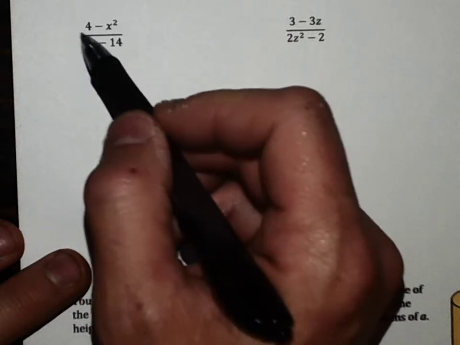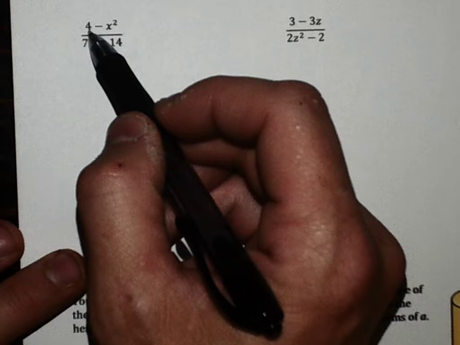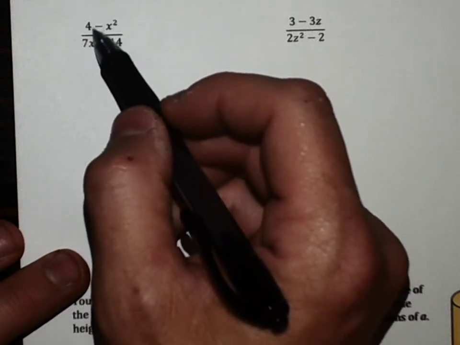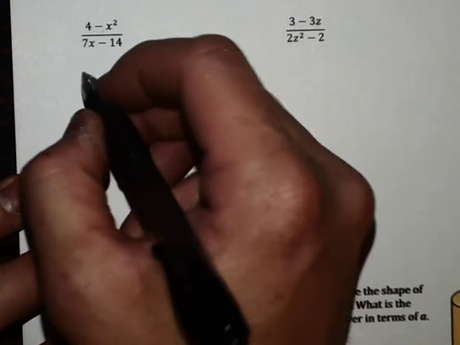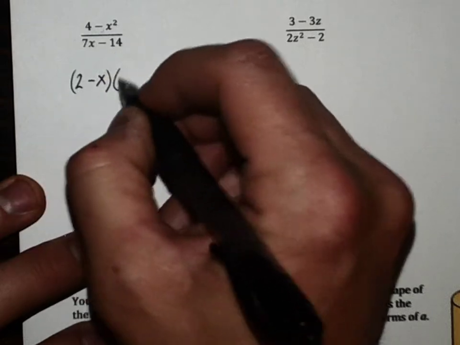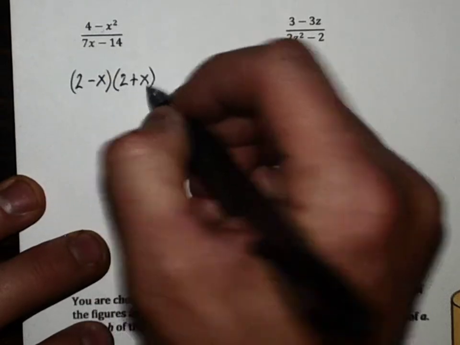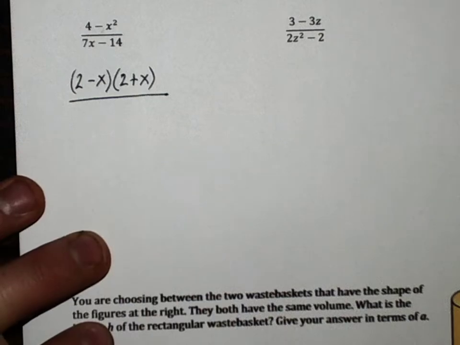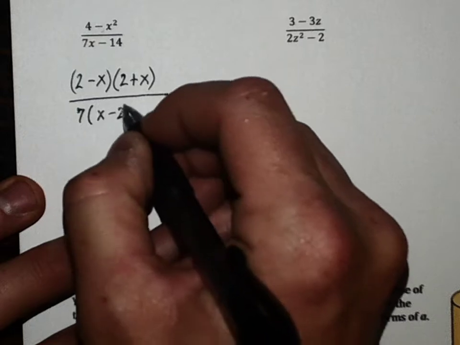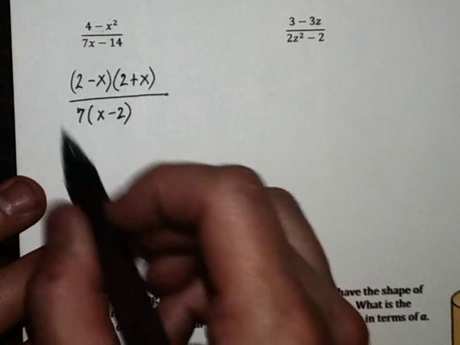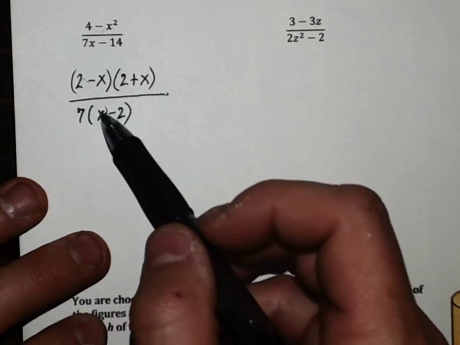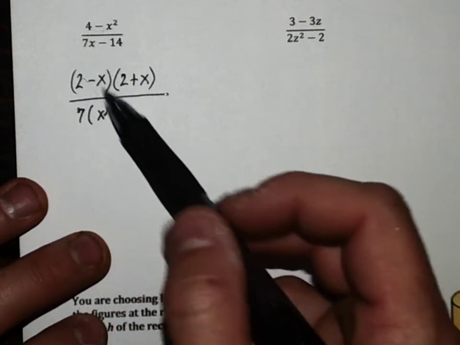Difference of squares. 4, perfect square. X squared, perfect square. The minus sign in between them. Difference of perfect squares: 2 minus x times 2 plus x. Divided by, take out a 7, leaves behind x minus 2. Now, look here. These are kind of the same, but not really. How do I make them the same?